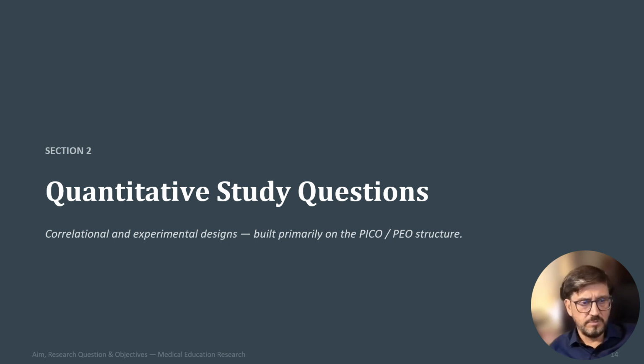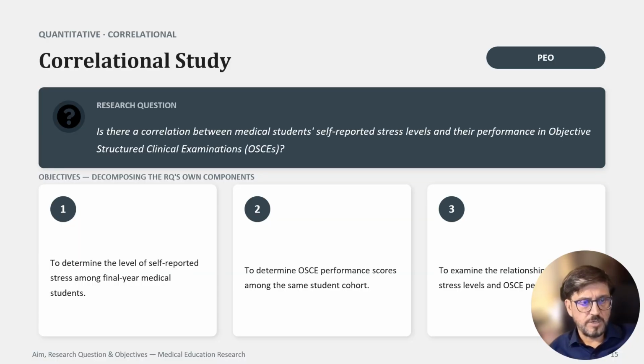Let's move ahead. Now we'll move to the quantitative study questions, and we'll apply different frameworks here. We'll talk mainly about correlational and experimental designs, but primarily on the PICO and PEO structure. Let's talk about a correlational study. If you're planning to do a correlational study, the research question is: is there a correlation or association between medical students' self-reported stress levels and their performance in OSCEs?